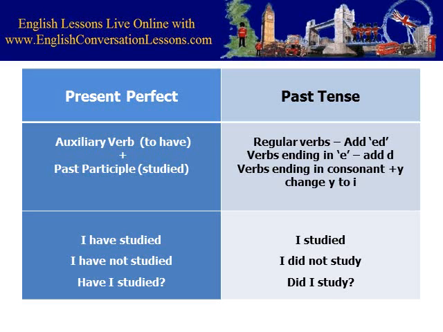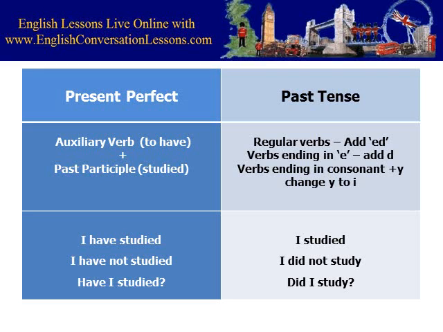Now let's take a look at how to form the negatives and questions. For the present perfect tense, I have studied is the positive. To make it into a negative, we need to add not and put that in the middle of the verb. So I have not studied. And for a question, we change the verb and the pronoun around and say, have I studied?